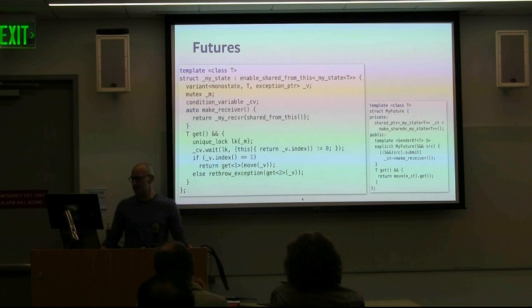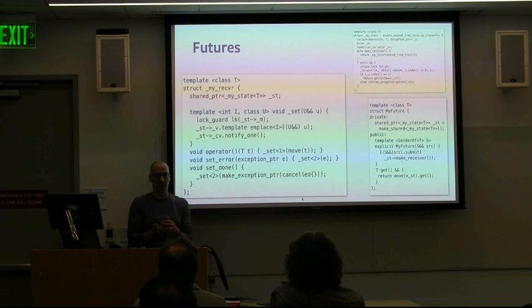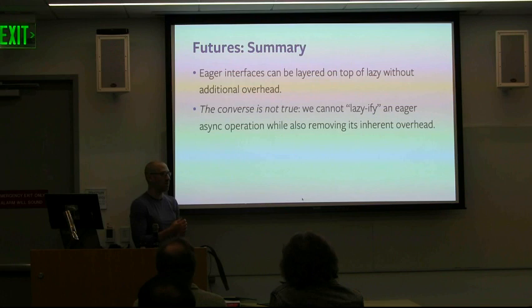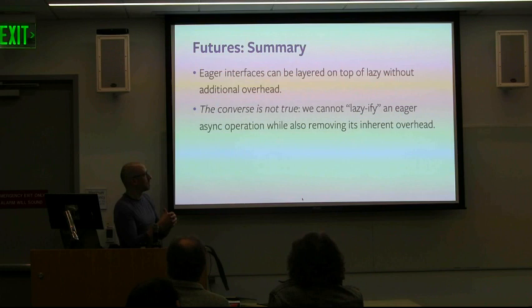So what was the point of all that? The point of that was showing that if you have lazy futures, you can build eager futures on top of them, right? And you can do that without adding any additional overhead besides the overhead that's inherent in eagerly launching work. So, if you're eagerly launching work, you're necessarily going to be doing allocation and synchronization.